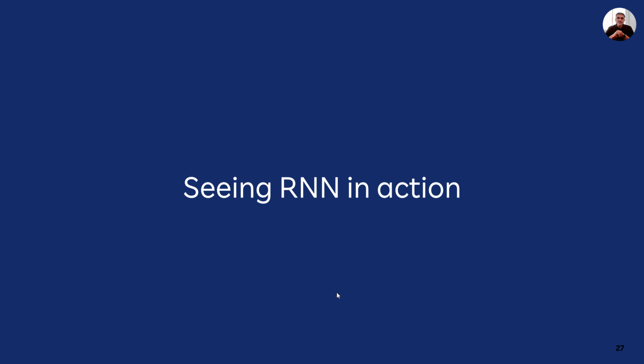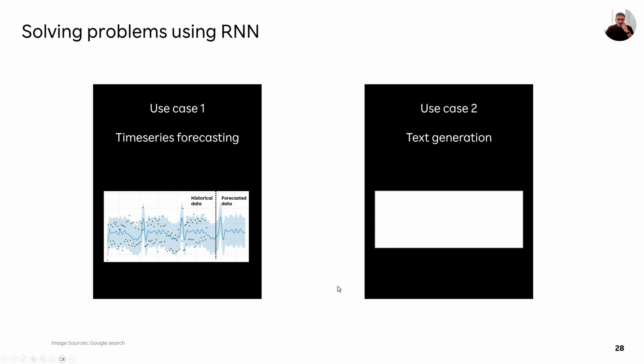Now, what we want to do is actually see an RNN being used in real world use cases. For that, I'll show you how to use an RNN to do two things. Number one is how do you make time series forecasting, which is numeric in nature, and I'll also show you how to do text generation, which is like what the Google or the Gmail Smart Compose did way back in 2018, which is built on top of a form of RNN.